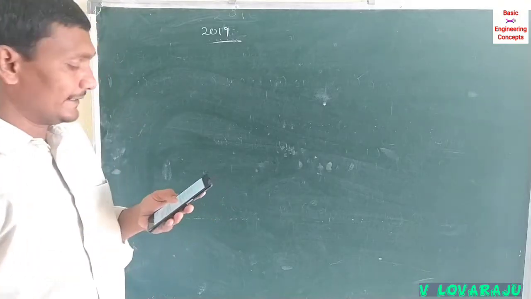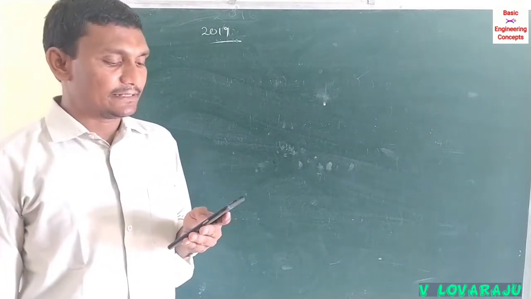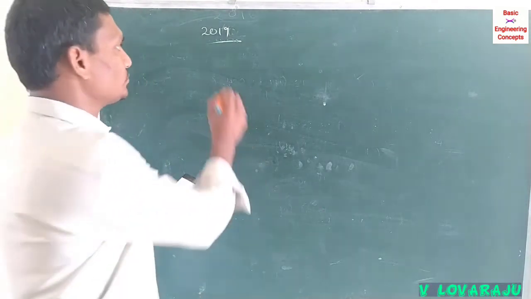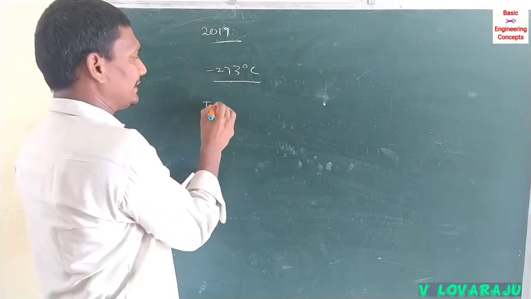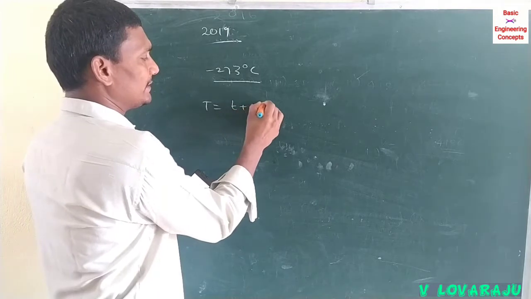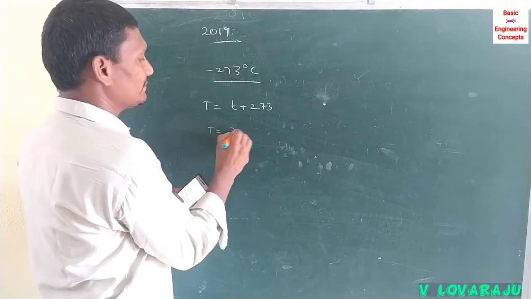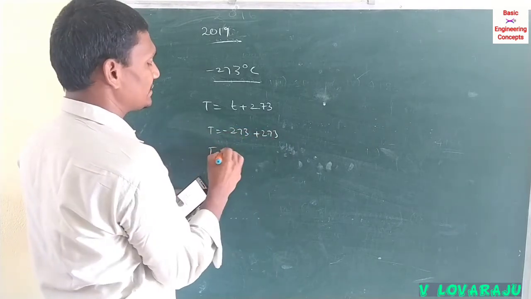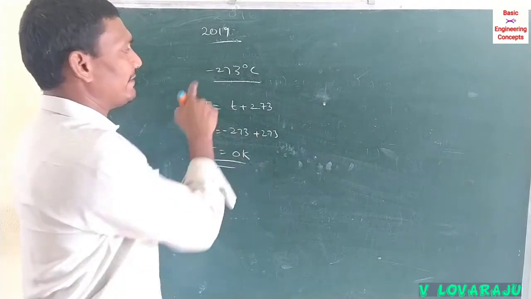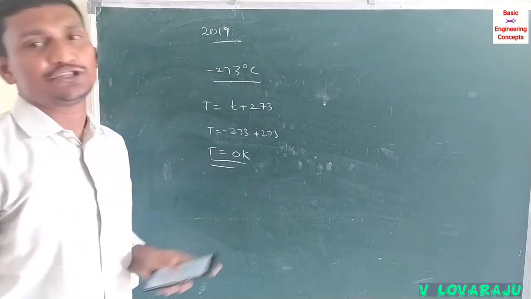Now in 2019, a temperature of minus 273 degrees centigrade in Kelvin scale. Temperature in Kelvin scale is equal to temperature in Celsius scale plus 273. Therefore, T is equal to minus 273 plus 273, that is T is equal to 0 K. The value of minus 273 degrees centigrade in Kelvin scale is 0 K.